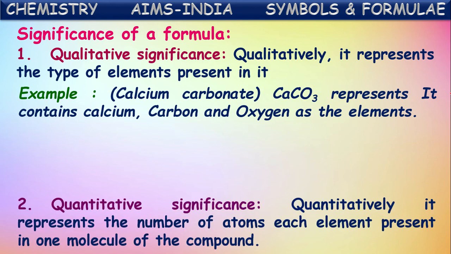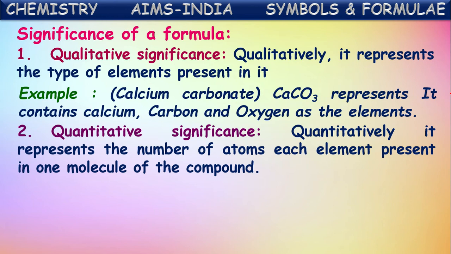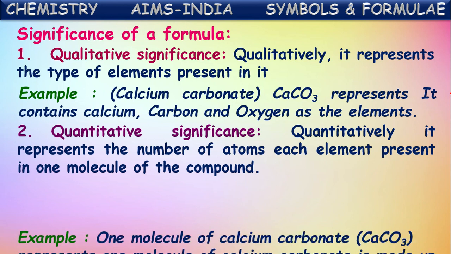Okay, and the second significance is the quantitative information, that means quantitative significance. Quantitatively, a formula represents the number of atoms of each element present in one molecule of the compound. So we have seen qualitative information means what kind of elements are present. Quantitative information tells us the number of atoms of each element present in the molecule. If we see the same again, CaCO3.